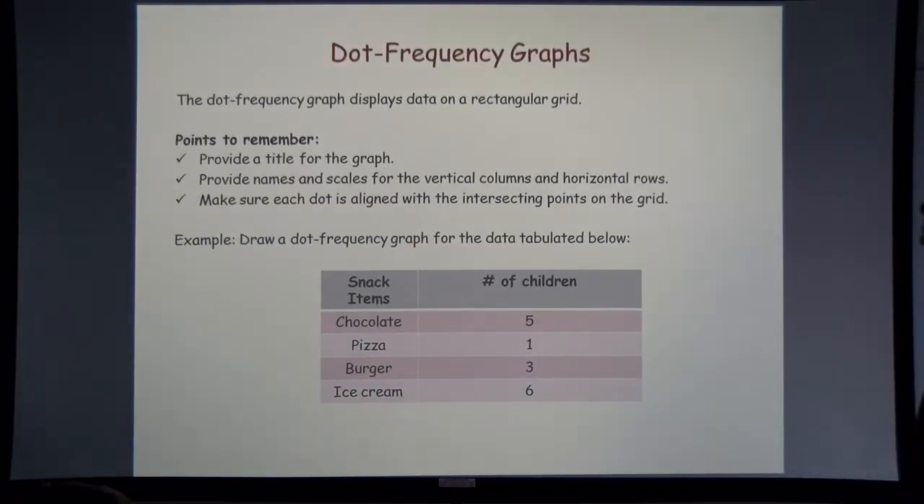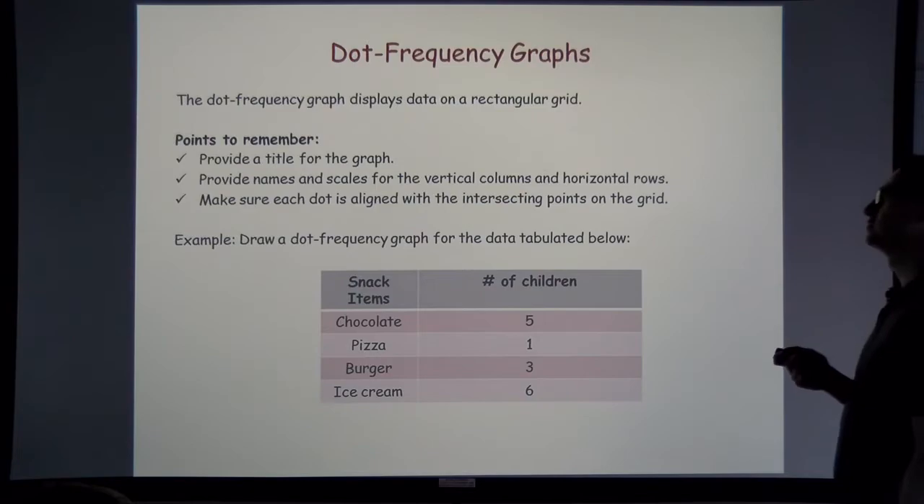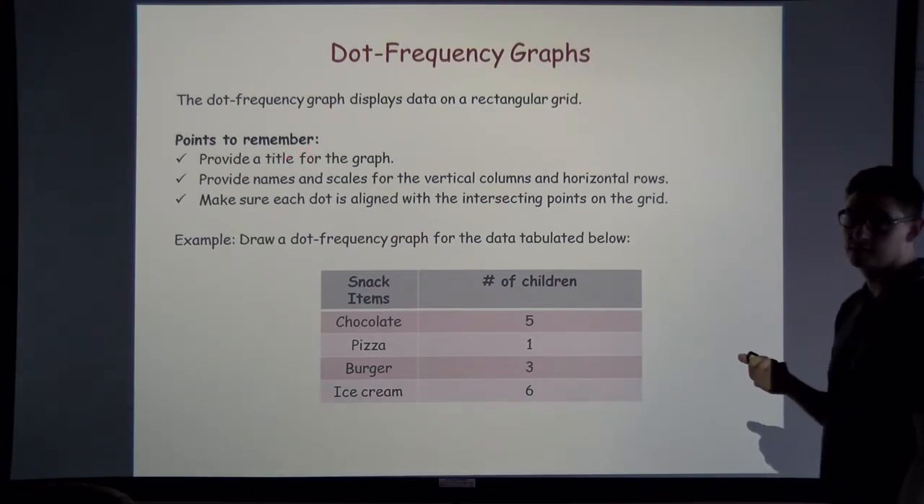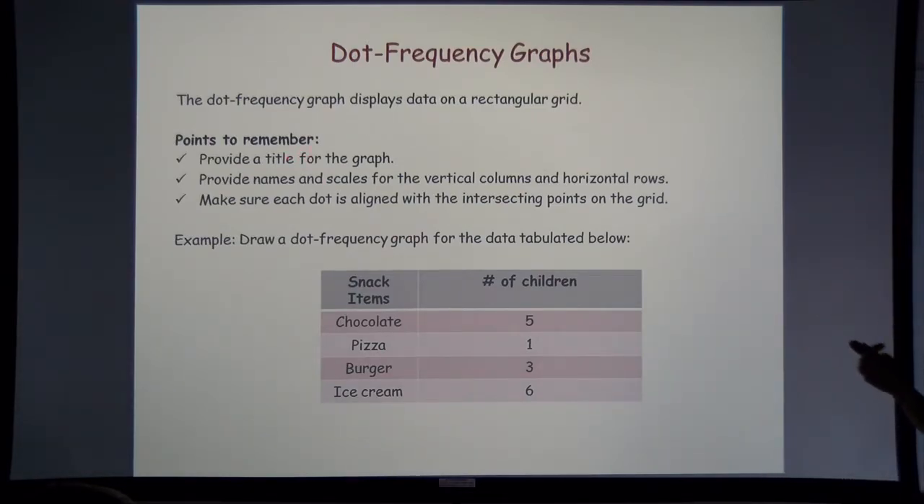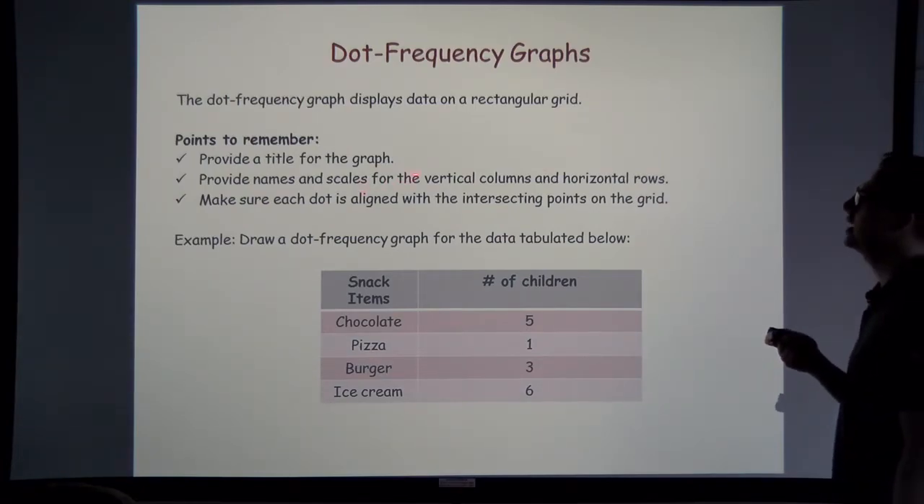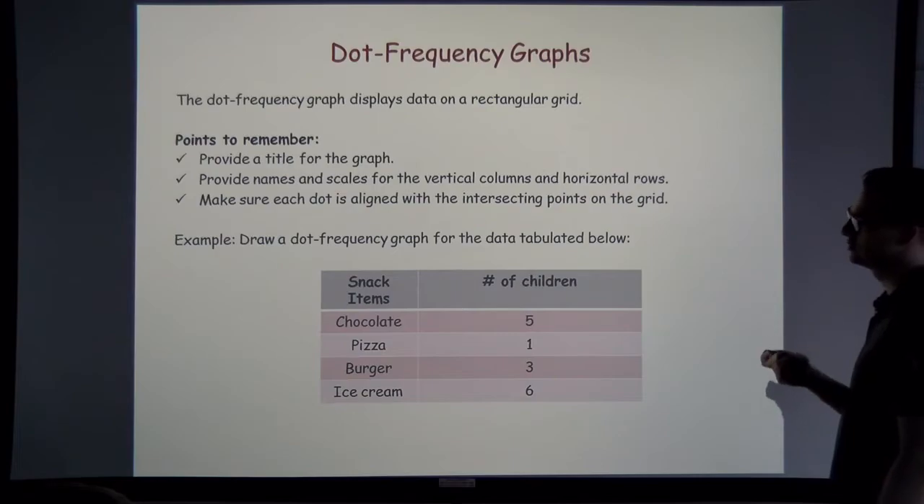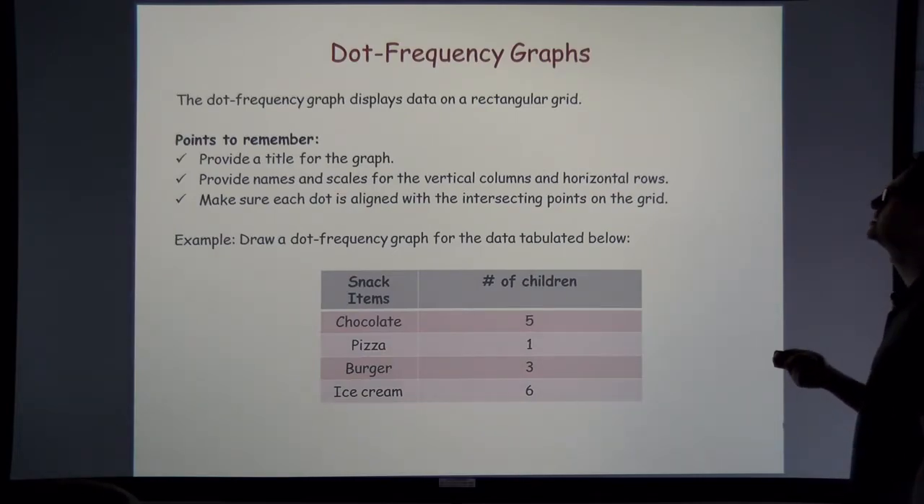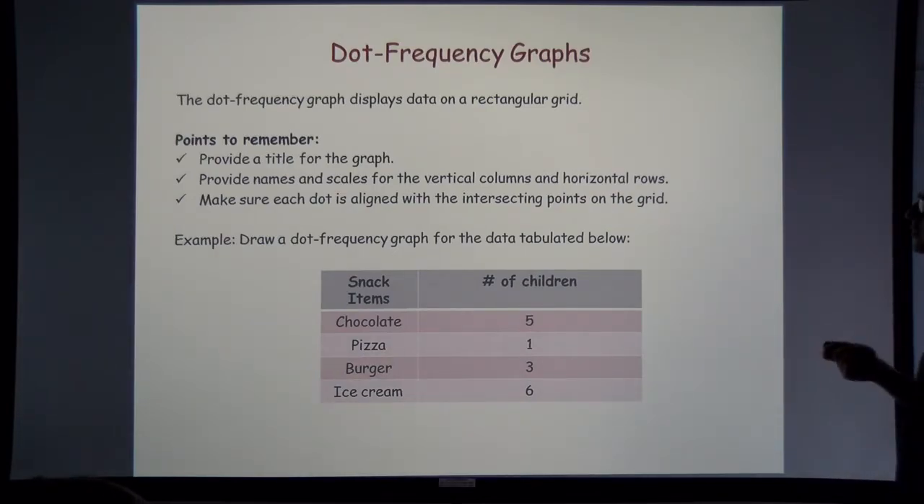Dot frequency graphs. The dot frequency graph displays the data on a rectangular grid. So things to remember, once again, make sure there's a title. I'm sure your teachers tell you this all the time. Make sure it's neat. Provide names and scales for the vertical columns and the horizontal rows. Make sure each dot is aligned with the intersecting points on the graph.